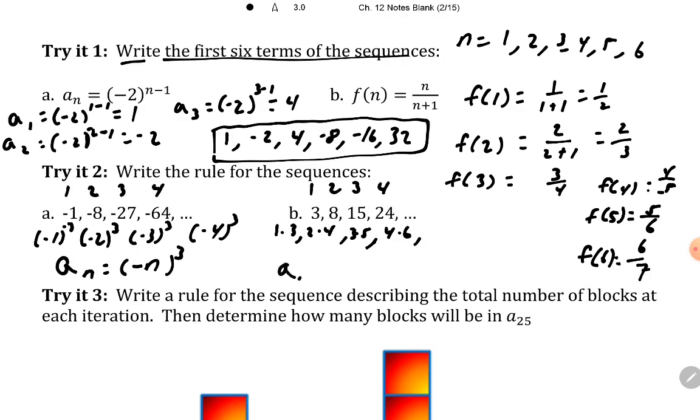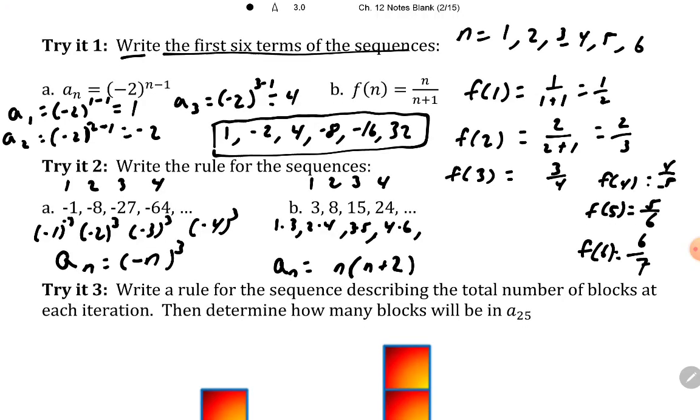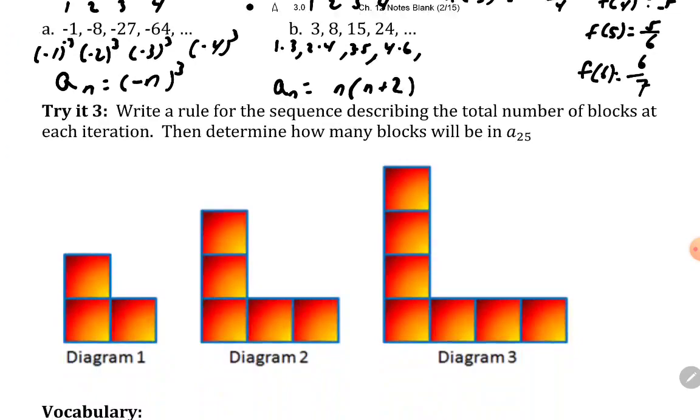So this sequence is the same thing as, whoa, what did I put here? a sub n equals n times n plus 2. And once again, if you don't recognize these patterns, we're going to practice a lot more of these. We'll be able to see how these patterns work, how to find them, and be able to do these a little bit easier.